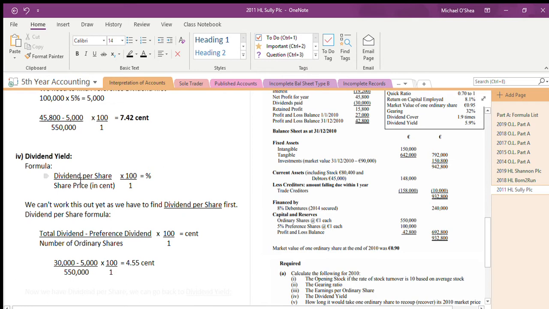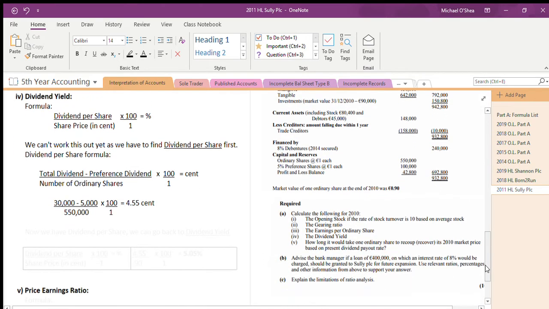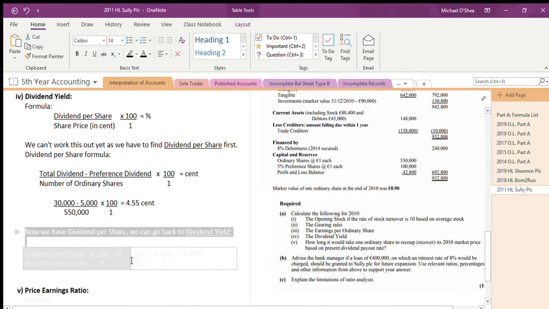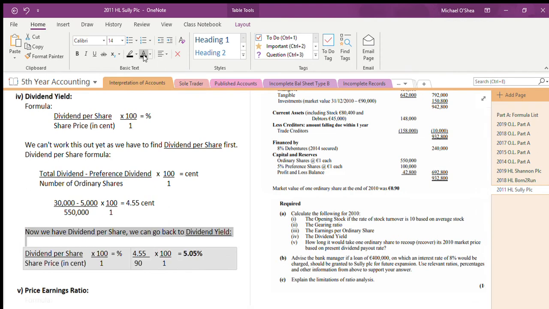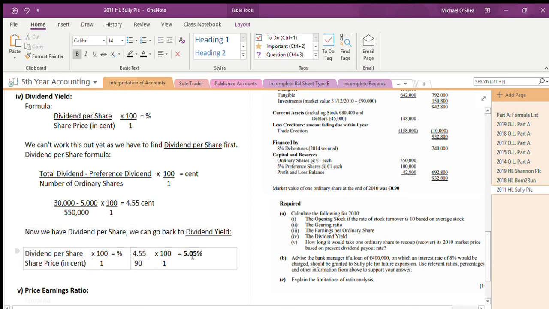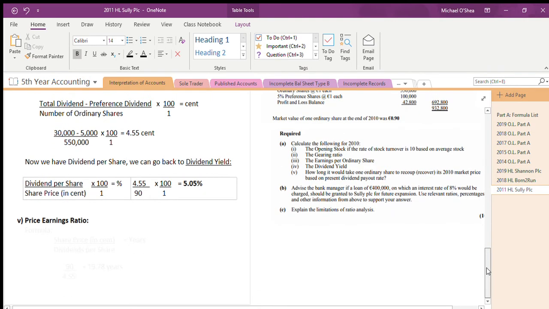I can go back to this formula here. I now know my dividend per share, and my share price is my market value. My market value here is 90 cent. So I just plug those in. We now have our DPS, our dividends per share. That's my formula, dividends per share divided by share price. 4.55 divided by 90, multiplied by 100 over 1 is 5.05%. The dividend yield is in percent. 5.05%. Again, don't forget the percent. Every single time you forget the unit, you lose about 2% of your question.